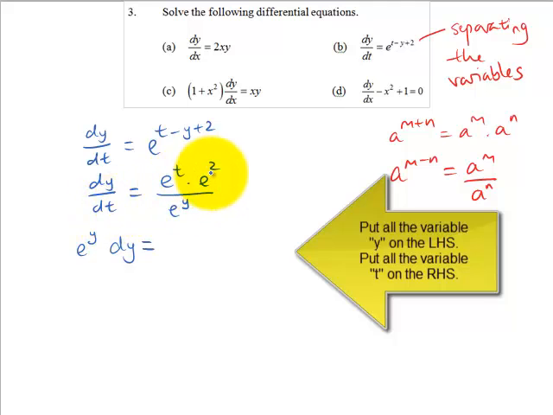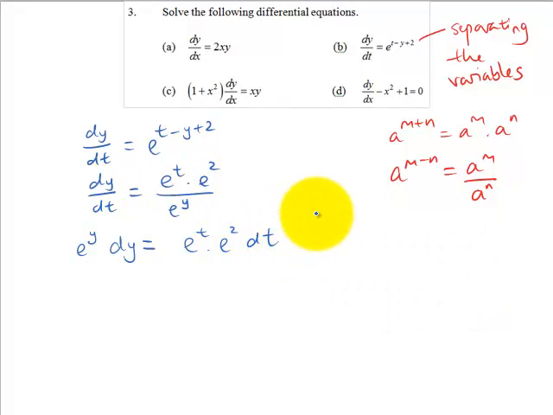And on the right hand side, I'm going to put all the t's. So I have e^t remaining here, e^2 (exponential of 2) remains here, and dt can move up. So now I'm going to integrate both sides.